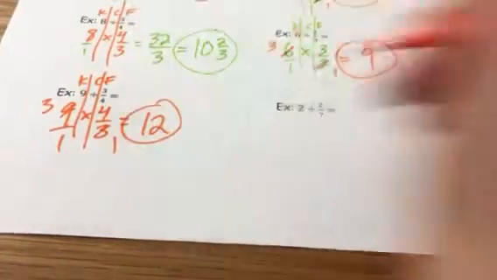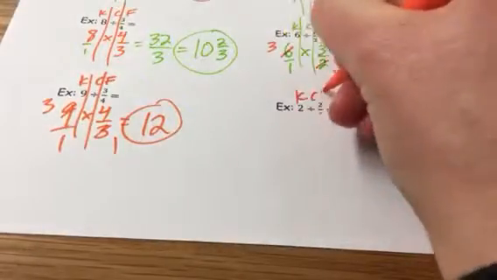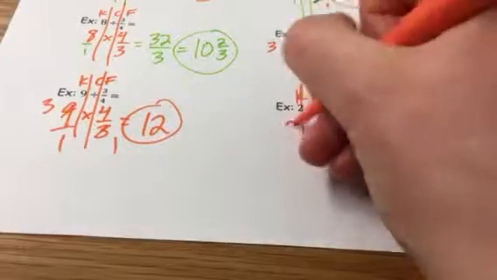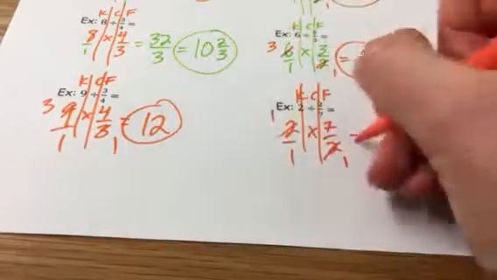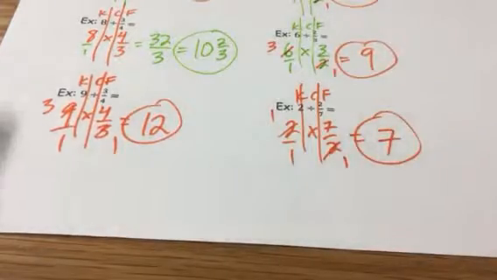A couple more. Keep, change, flip. We're going to multiply by the reciprocal. So this is 9 times 4/3. Put the 9 over 1. Can go ahead and simplify before we multiply, and we get 12. And the last one, keep, change, flip. This is going to be 2 times 7/2. Can simplify before I multiply, and I get 7.